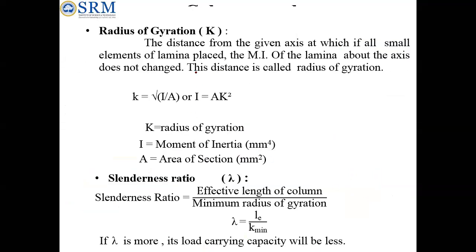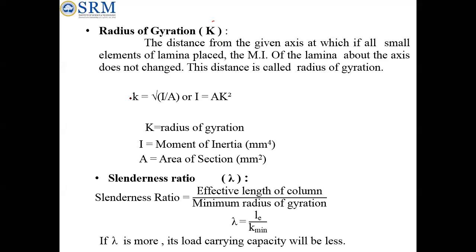Before getting into the concept, let us discuss two things. One is the radius of gyration, and another one is the slenderness ratio. We all know what is radius of gyration. That is the distance from the given axis at which, for a small element, the moment of inertia about the entire lamina will not change. In several beam cases we have discussed the radius of gyration, and the notations are given in the slide. Let us follow that.